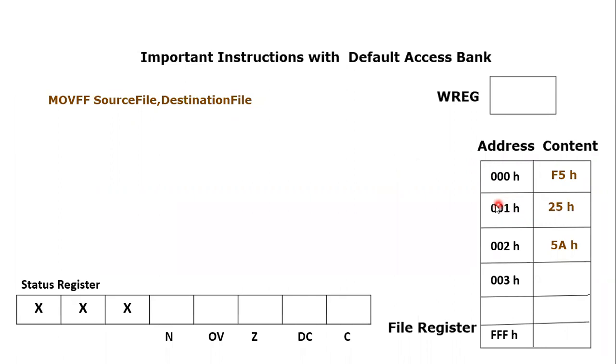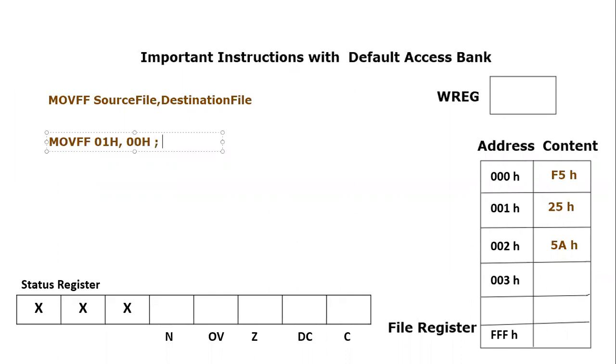Let's say 00 hex contains F5 hex and 01 hex contains 25 hex, and we want to send the information stored inside 01 hex to 00 hex. So what we have to do is write this instruction, move file to file, and we want to send the information from 01. So 01 would be our source file register, and the destination file register would be 00 hex.